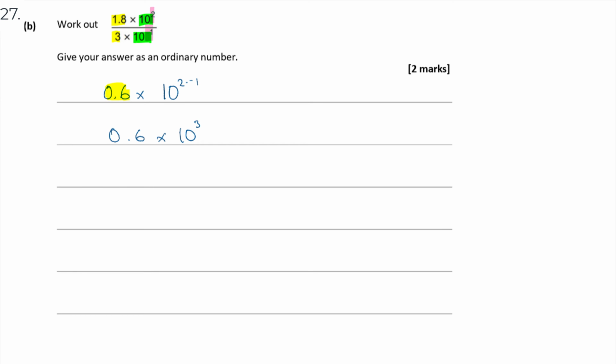So basically I'm going to be multiplying 0.6 times 10 to the 3, which is 1,000, isn't it? What's 0.6 times 1,000? That is 600. Okay, so my ordinary number is 600.